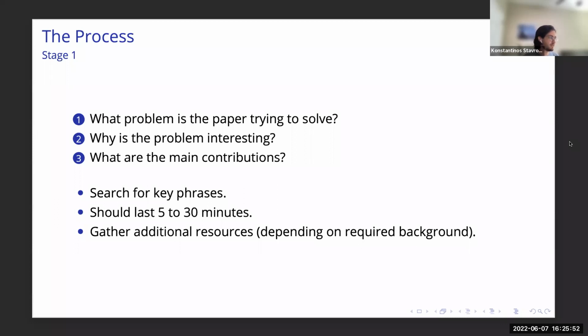And yeah, we should be very efficient at this stage. Trying to be efficient helps, at least me, prune non-important things out and not get lost while reading the paper. So really try to be efficient and gather these pointers. And this would last like 5 to 30 minutes or something.